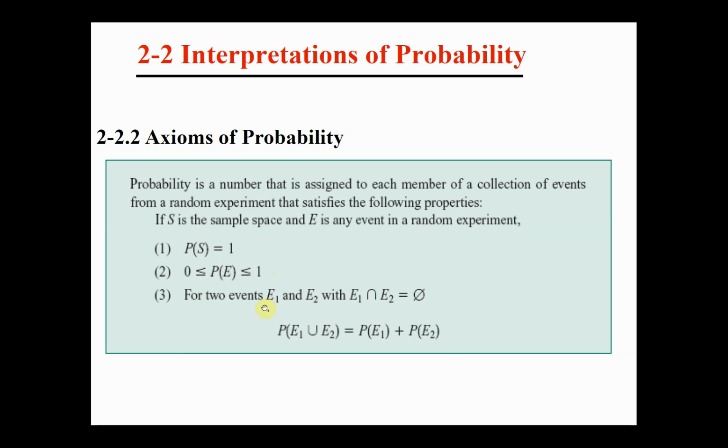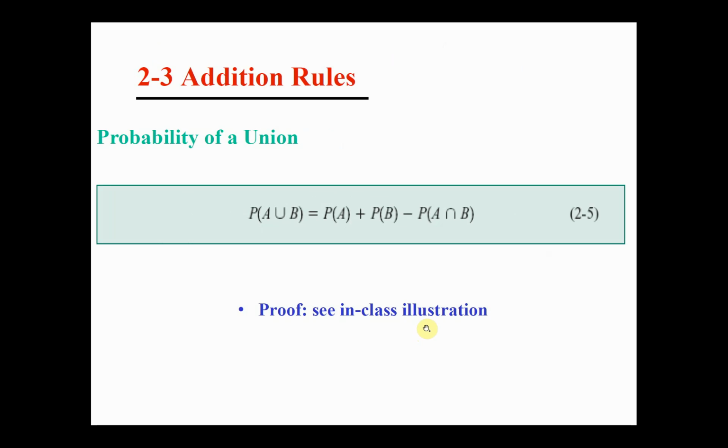If we have two mutually exclusive events, we called this case mutually exclusive last time. If E1 and E2 are events that don't intersect, we call them mutually exclusive. Then the probability of the union between these two events is the probability of the first plus the probability of the second. Now, let's move on.